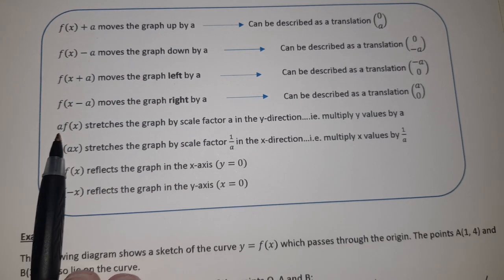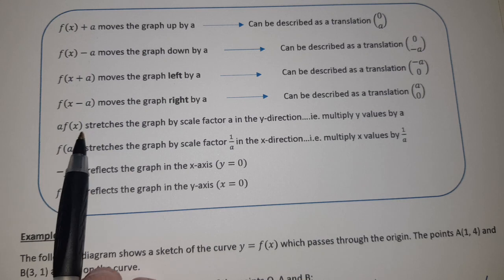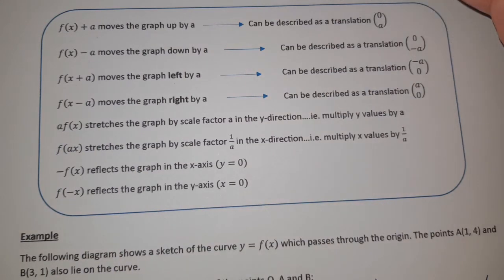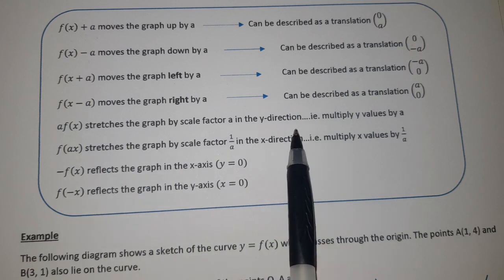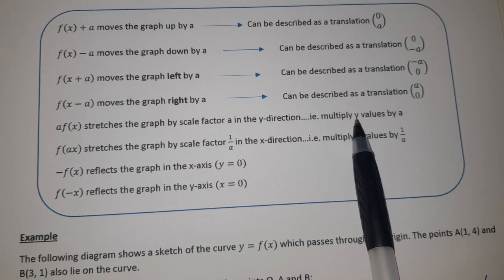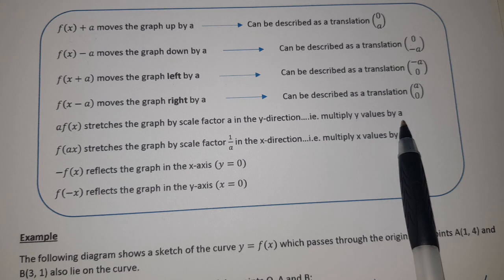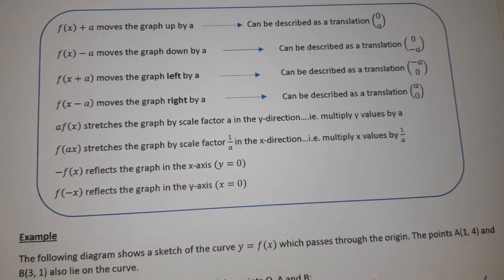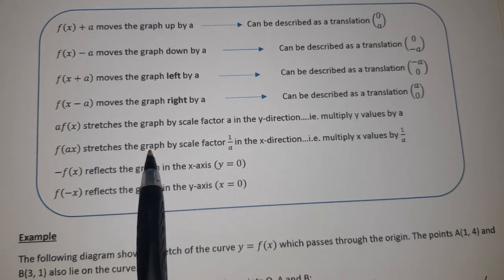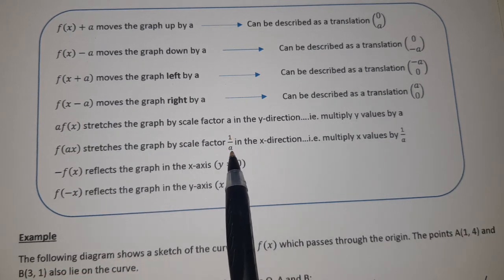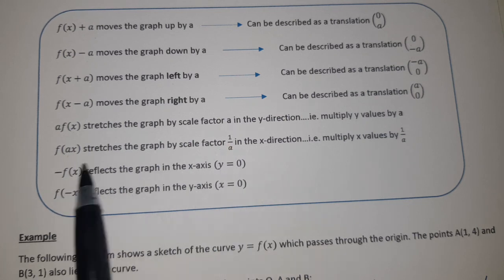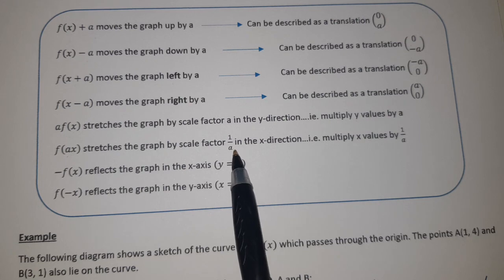So if I look at this one, a f of x, this is multiplying the whole function by a. So you're going to stretch your whole function in the y direction. Okay, so in other words, you're just going to multiply your y values by a. If you affect the x, opposite of what you expect, so it's affecting the x, so it is going to stretch it in the x direction instead of the y. But this time the scale factor would be 1 over a. So if you'd got 2x, you'd actually half all the x values. If it was 3x, you'd do a third of each of the x values.